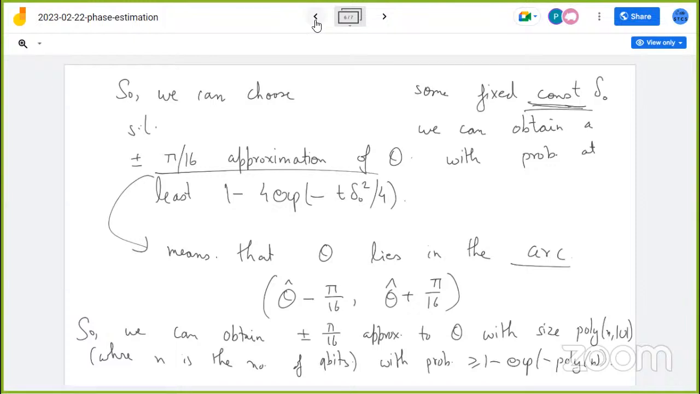So let us recap what we have. We have a plus minus pi by 16 approximation for theta. We have a plus minus pi by 16 approximation for 2 theta. And we know that there are 2 possible solutions for theta given 2 theta, and they are at least pi apart. So the point is that the fact that we know the approximation to theta up to plus minus pi by 16, and the 2 solutions are at least pi apart, means that we can fix the correct one.